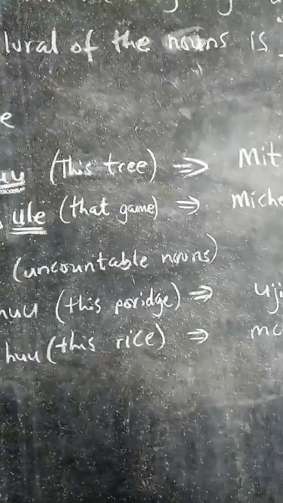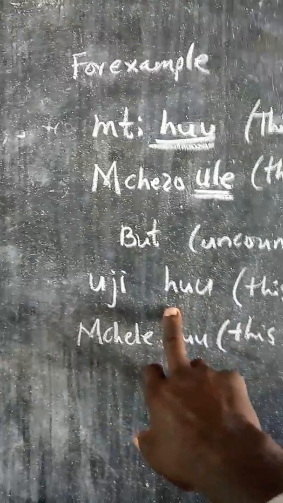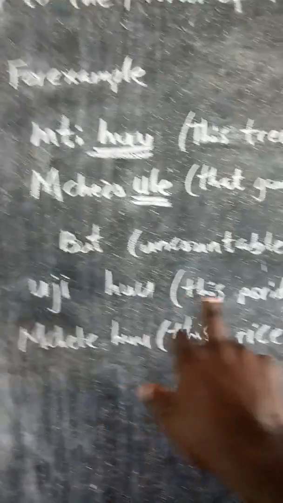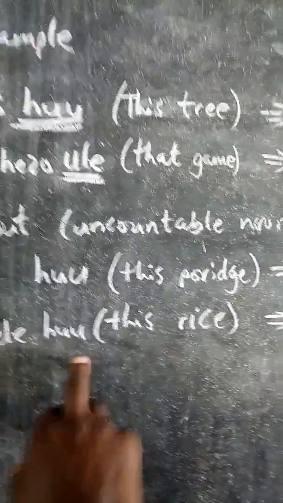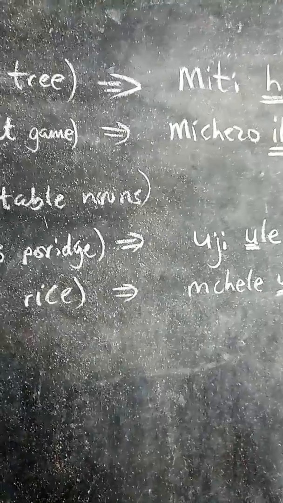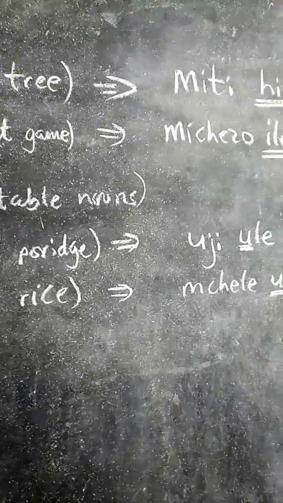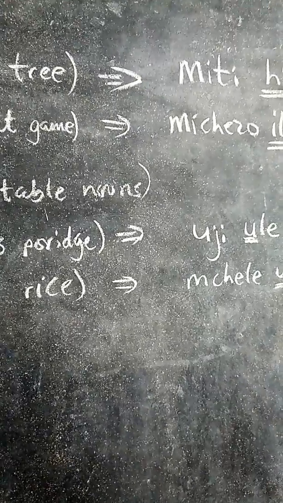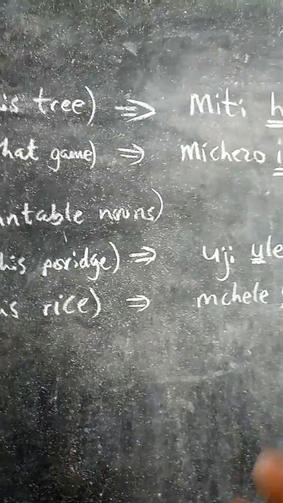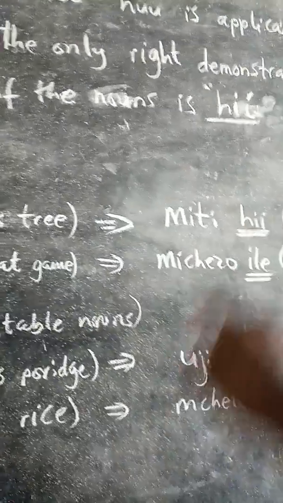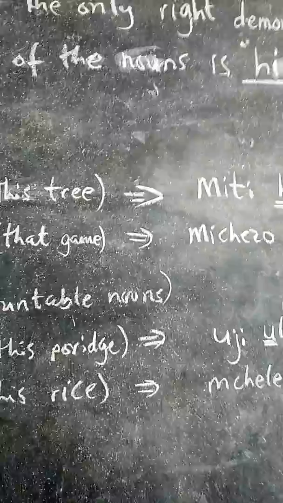But for uncountable nouns, as we have seen, things are different. Uji hu, this porridge, we cannot count the porridge. Uji ule, that porridge, because you cannot count it. Mchele hu, we cannot count rice, this rice. Mchele ule. For the uncountable nouns that begin with m or u, ule remains ule. Ile is for countable, and hii for plural, we can count them.